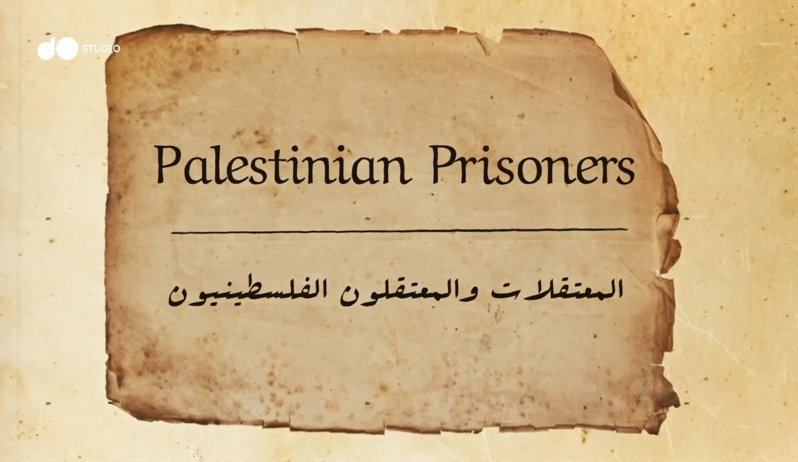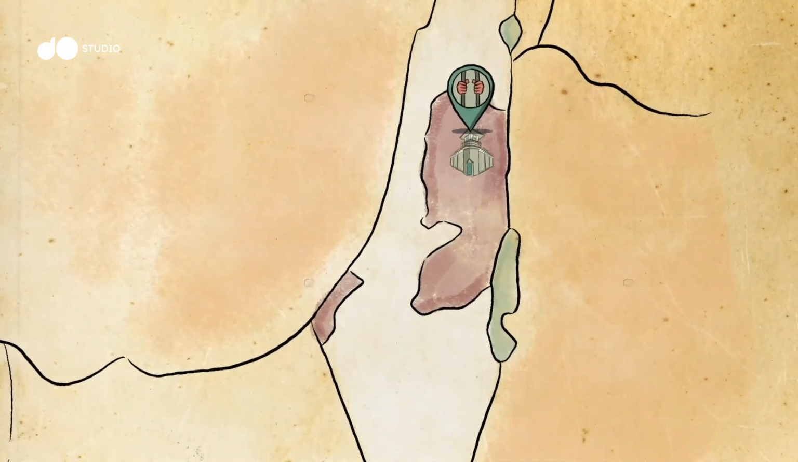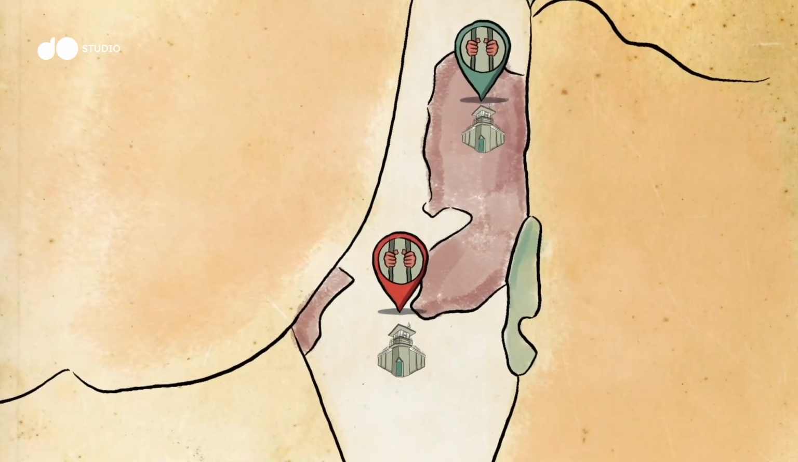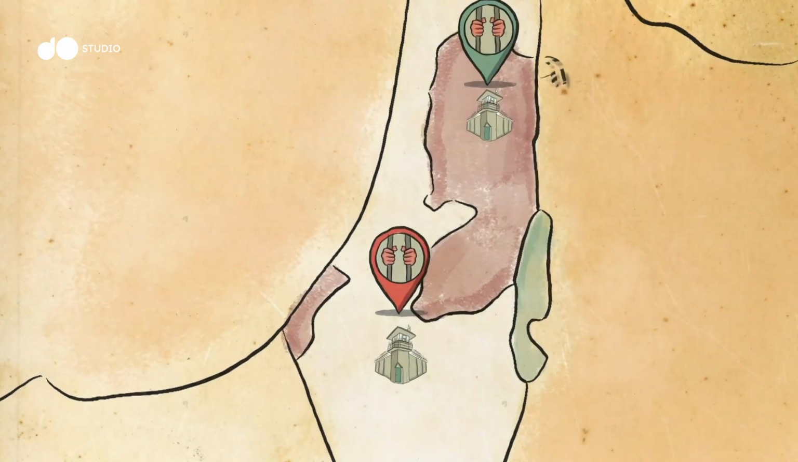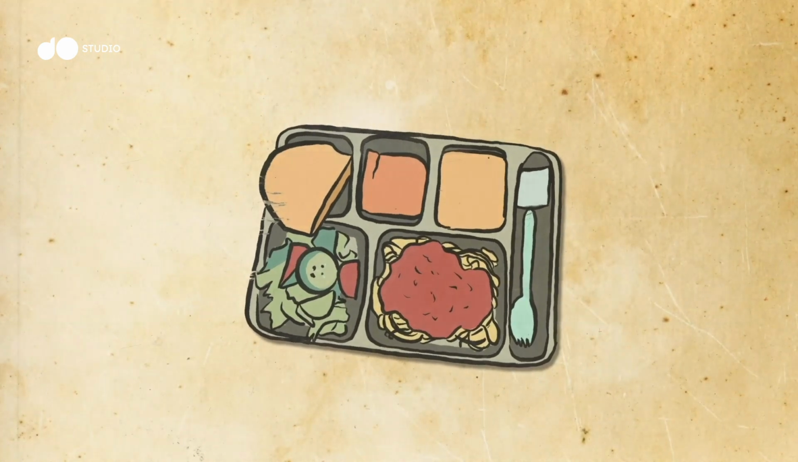Palestinian prisoners. Under the Fourth Geneva Convention, protected persons who are accused of offenses must be held in prisons within the occupied territory if convicted. They must be provided with health care and with food sufficient to keep them healthy.